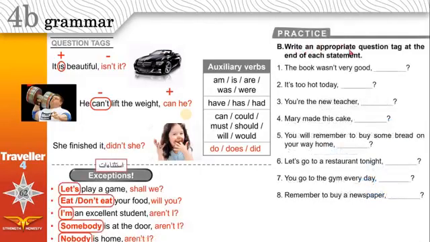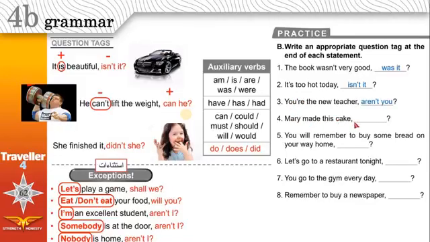Now write an appropriate question tag at the end of each statement. The book wasn't very good. Wasn't. Was it? It's too hot today. It is. Isn't it? You're the new teacher. You are. Aren't you?